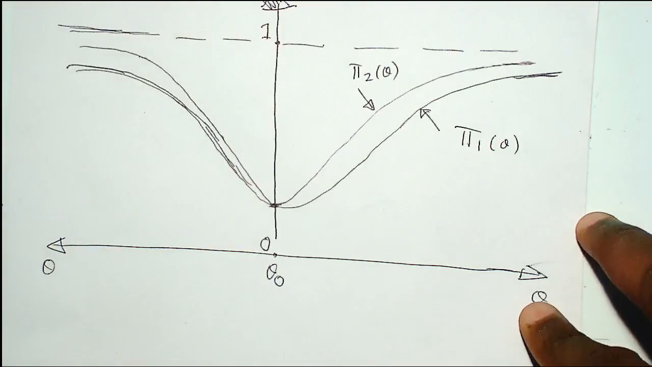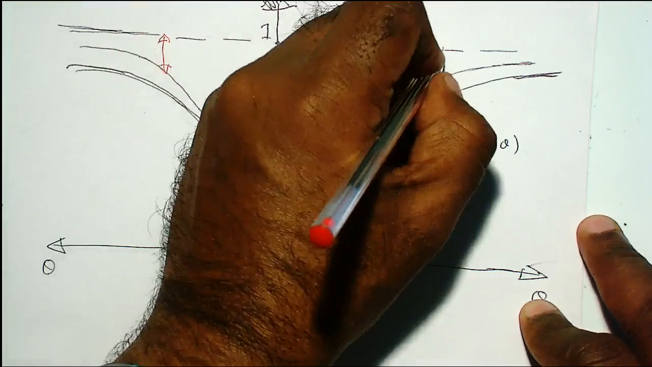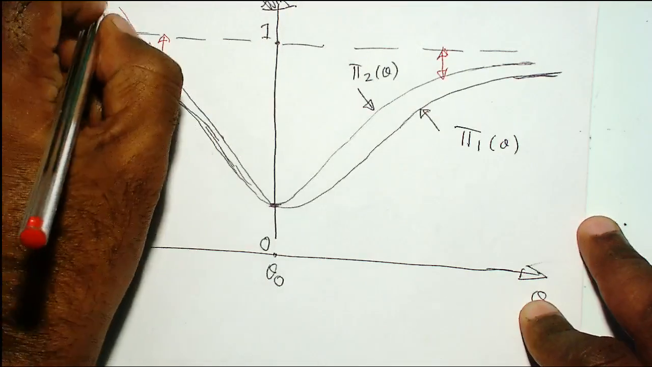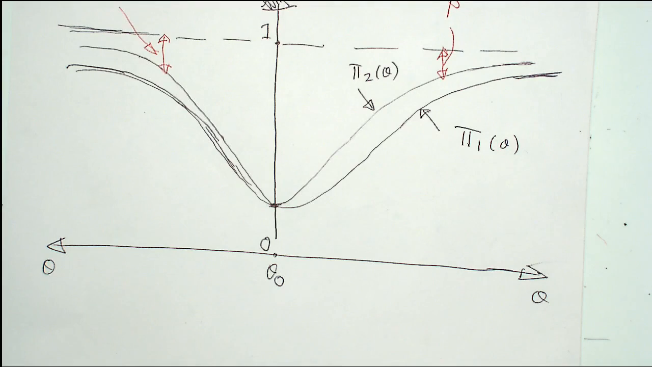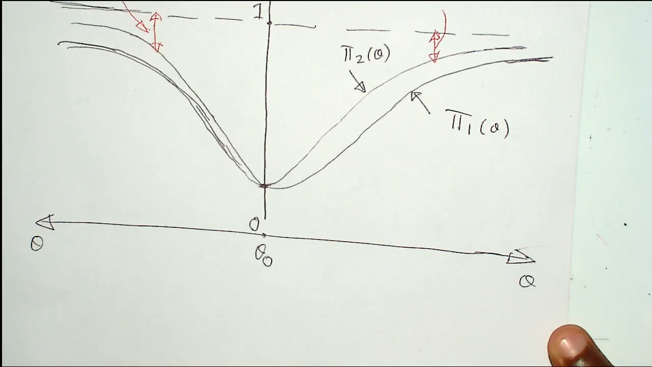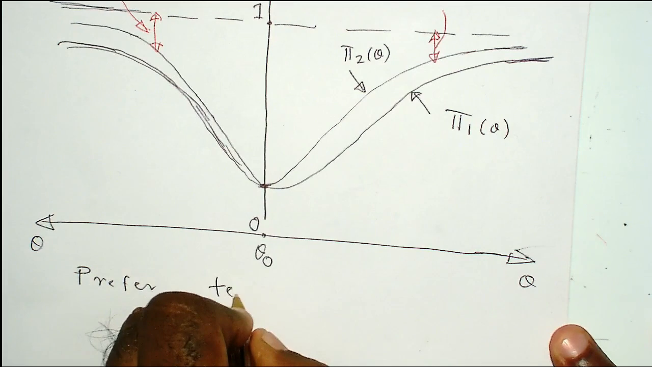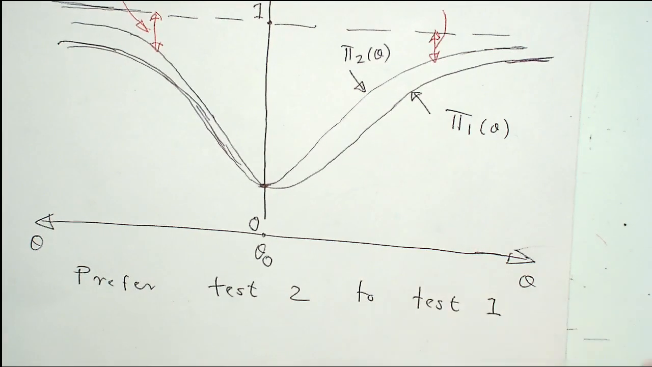the reason pi 2 is better is because it has smaller beta. Remember, these here are the values of beta, right? The value of beta for the second test is smaller, and therefore you would choose the second test. So in this case you prefer test 2 to test 1. All right?